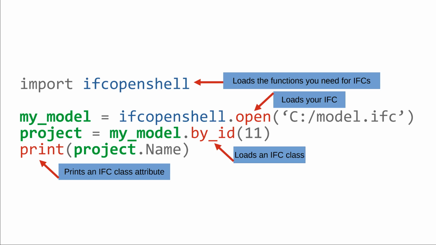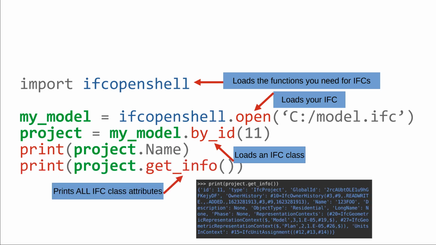And if you wanted more data than just a name, you can use the getInfo function. Now, having to know the ID of the IFC project class is a bit inconvenient because it keeps on changing on every single file. Now, instead, you might know the global ID. And so you could do that using the byGuid function.